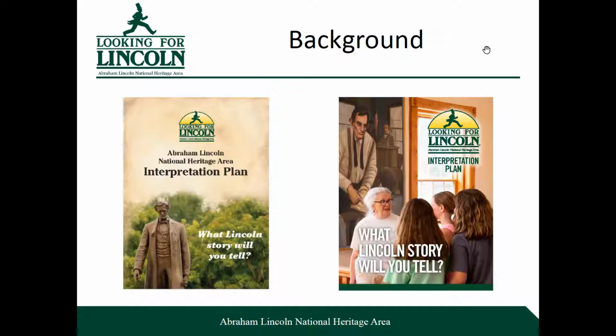The other person that deserves credit for the interpretive plan is Dr. Brian Andresen, who was very instrumental in writing the interpretive themes. Many of the things we're going to be talking about today, like the desired interpretive experiences, the methodology, and the interpretive themes, came directly out of Looking for Lincoln and the Abraham Lincoln National Heritage Area's management plan. So without any further ado, I want to dive into our revised interpretive plan today.